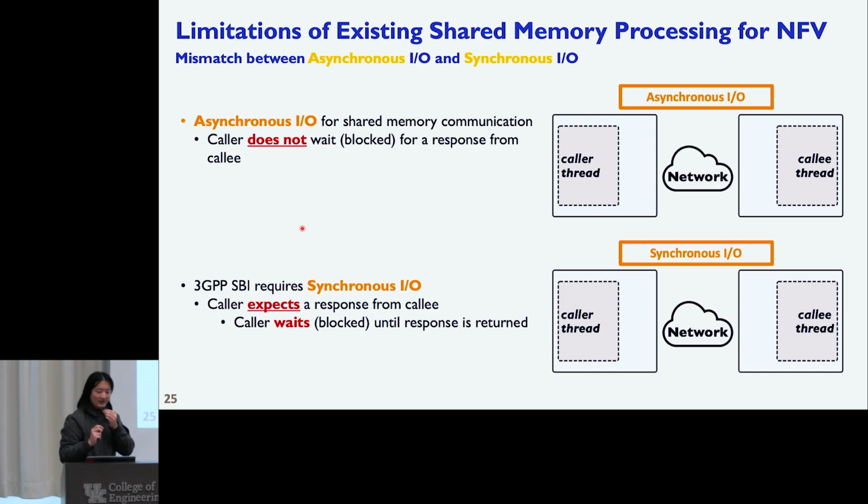Essentially, shared memory processing in the existing frameworks only supports asynchronous I/O. But on the other hand, the 3GPP SBI requires synchronous I/O operations.